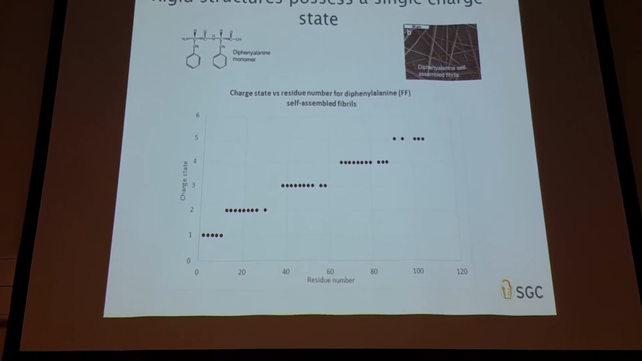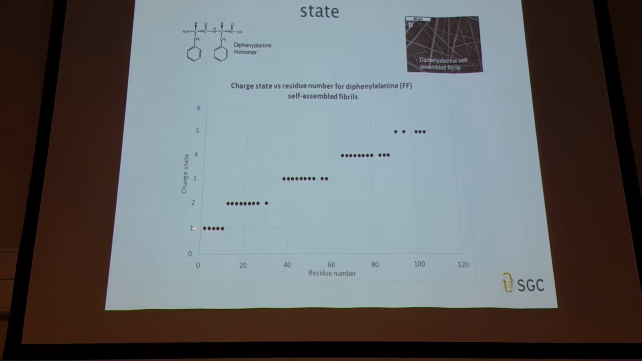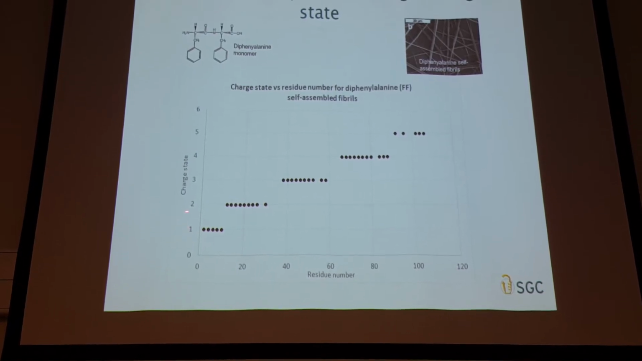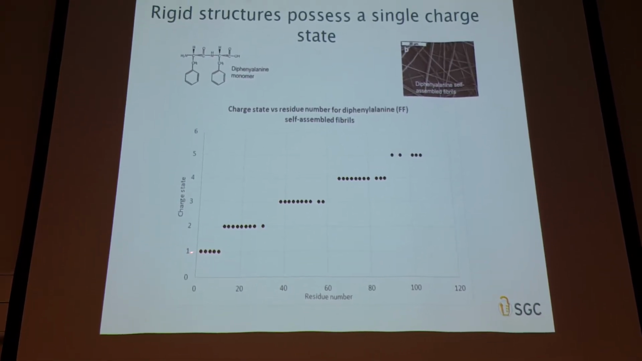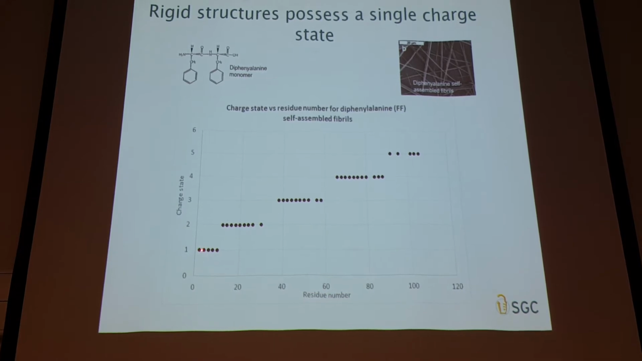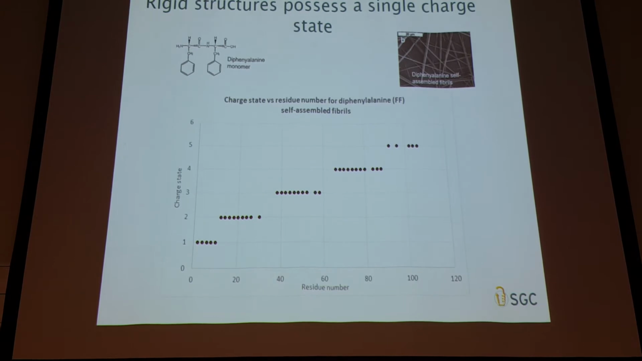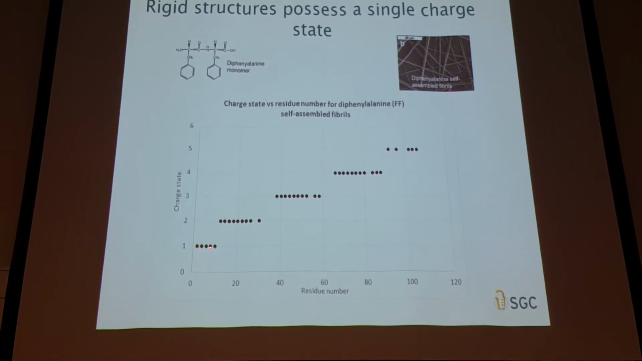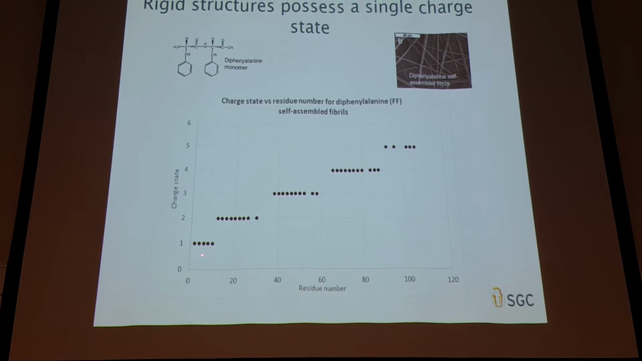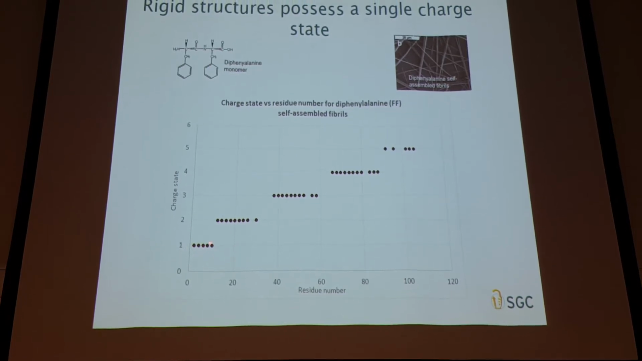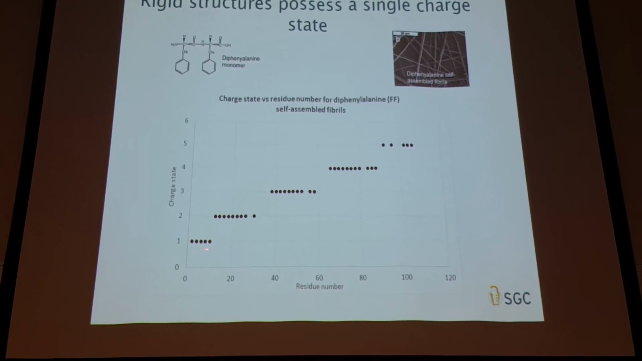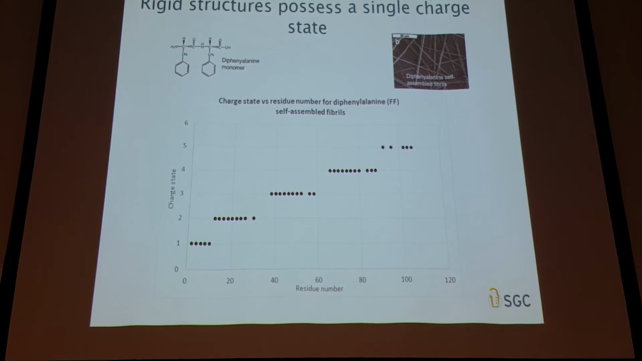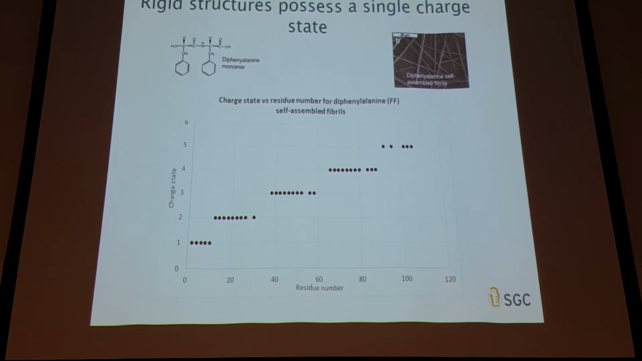When you spray these into mass spec, you get spectra where you can measure the charge state for each residue. So each point here is a different species. We started with 2 units, 4, 6, 8, and so on. And all of these have one charge state, +1, but only +1.